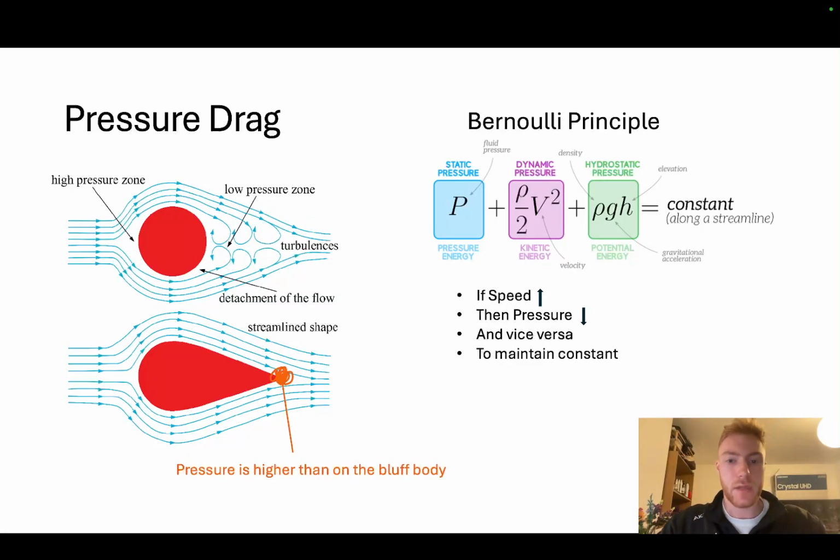Let's talk about this in a bit more detail. This looks really complicated, but I assure you I will make it so that it's not. So first of all, the Bernoulli principle.